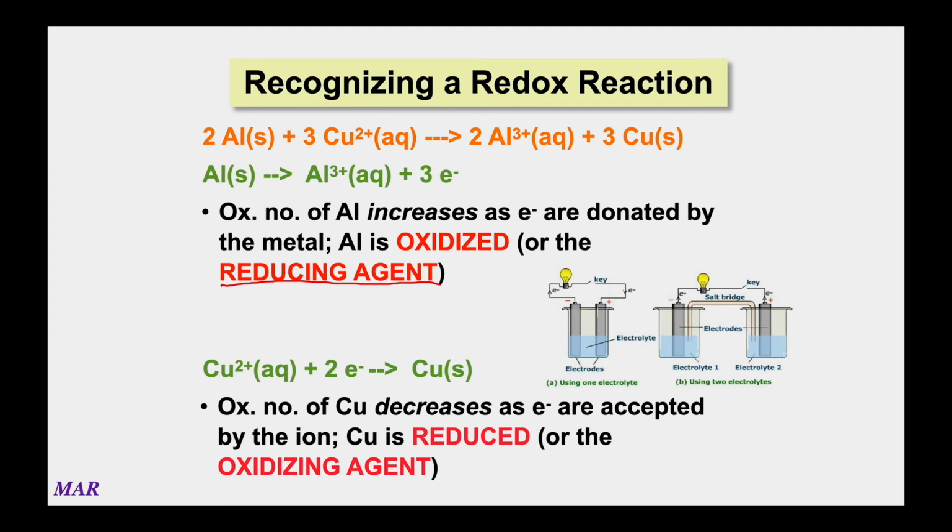The copper here is gaining the electrons to become copper metal, and something that's reduced, you got it, is also known as the oxidizing agent, which is very frustrating sometimes. So just realize that if you hear reducing agent or oxidizing agent, it means the opposite. So reducing agent means oxidized, oxidizing agent means reduced, etc., etc.